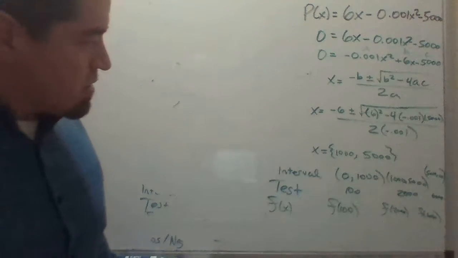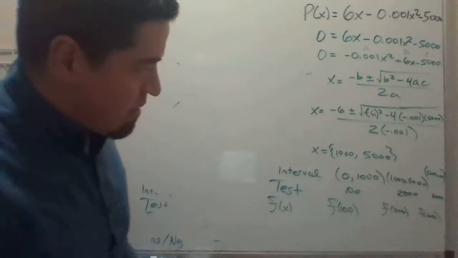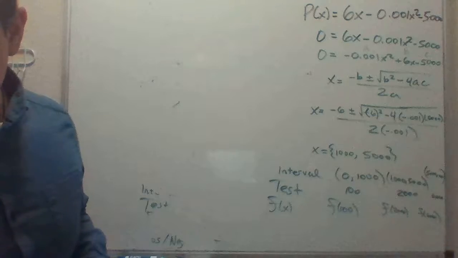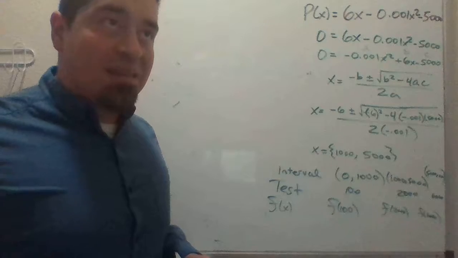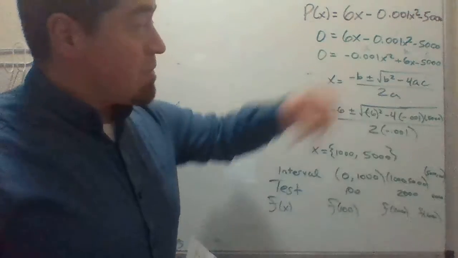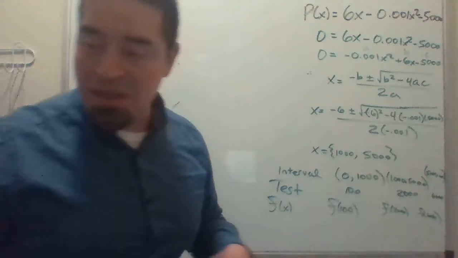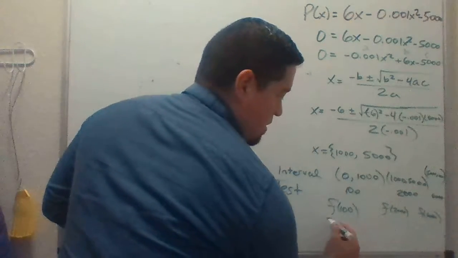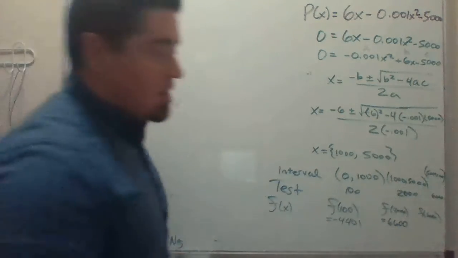A good way to do this: remember, the calculator can substitute a lot of ways, and I don't expect you to do that by hand. A good way would be to go to second window, change your independent to ask, and then go to the table after you type the equation in. Then you can push 100 enter, 2,000 enter, 6,000 enter, and it'll give you the solutions pretty quickly. So that's what I did. I got negative 4401, 6600, and the final one is 27,400.